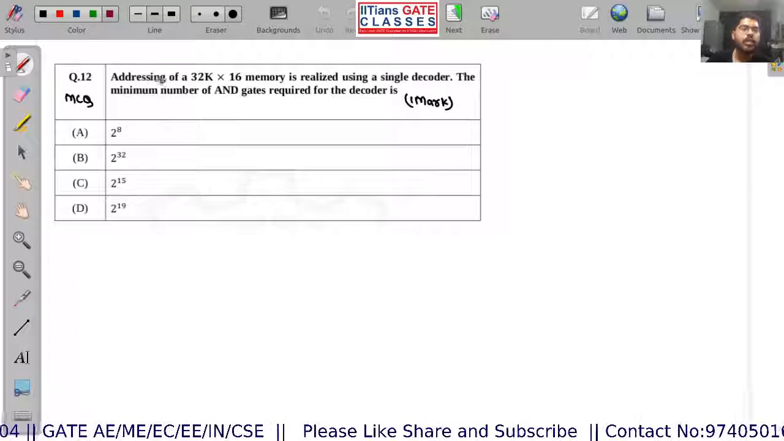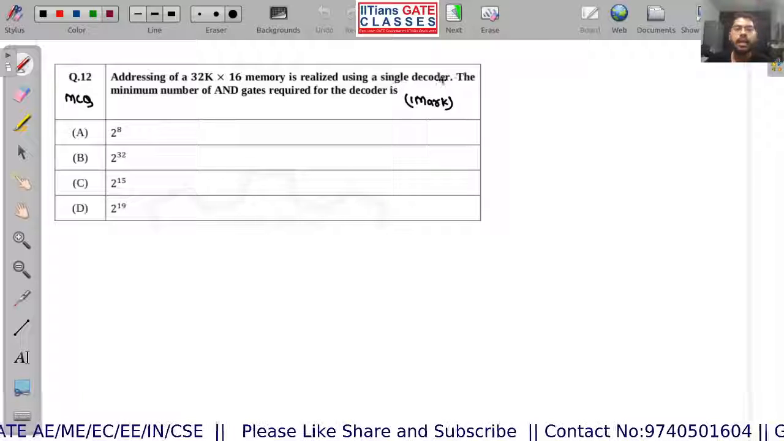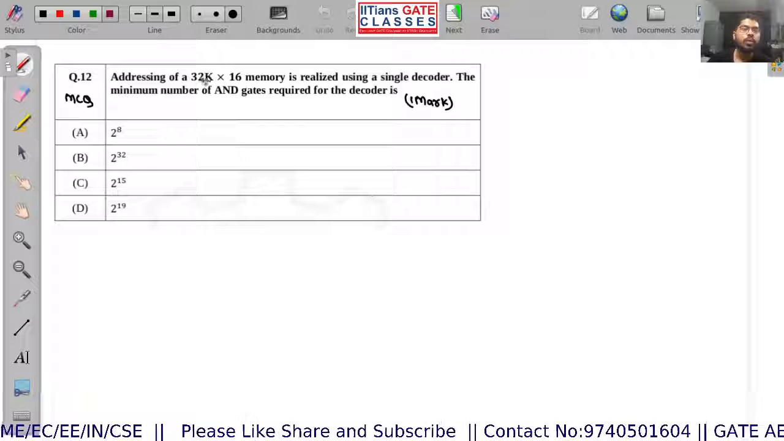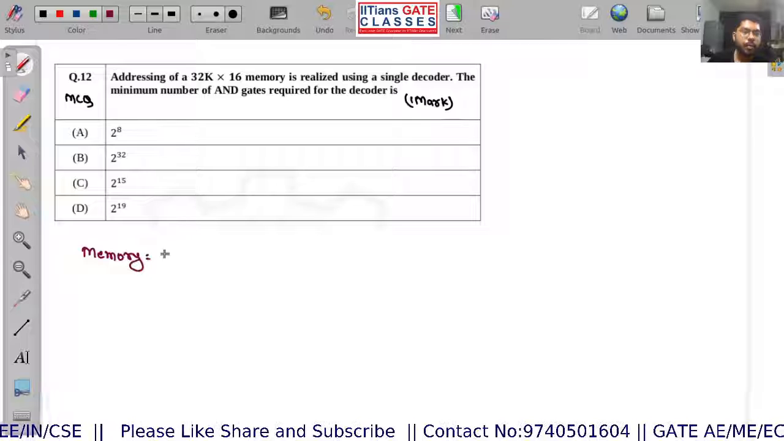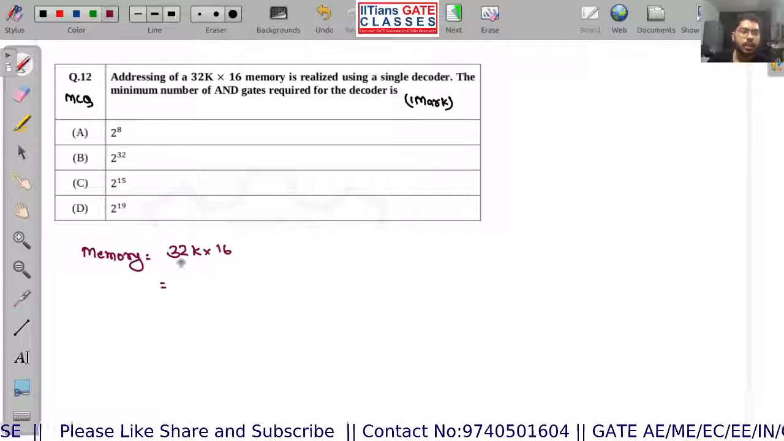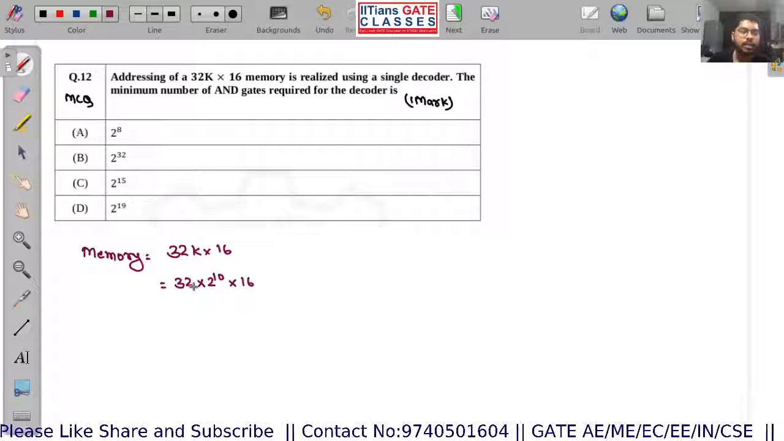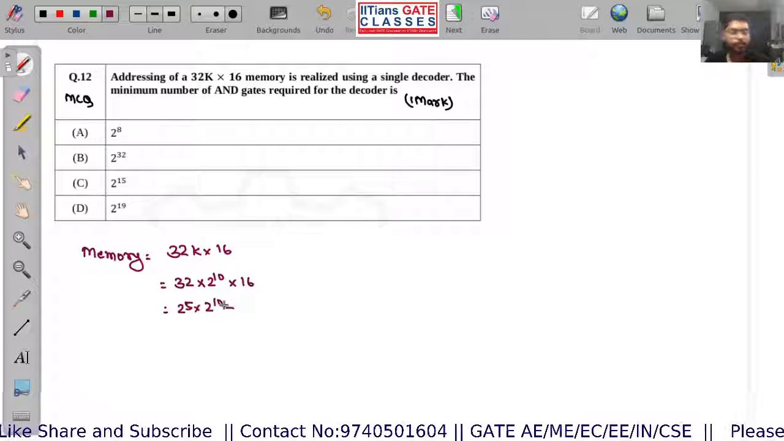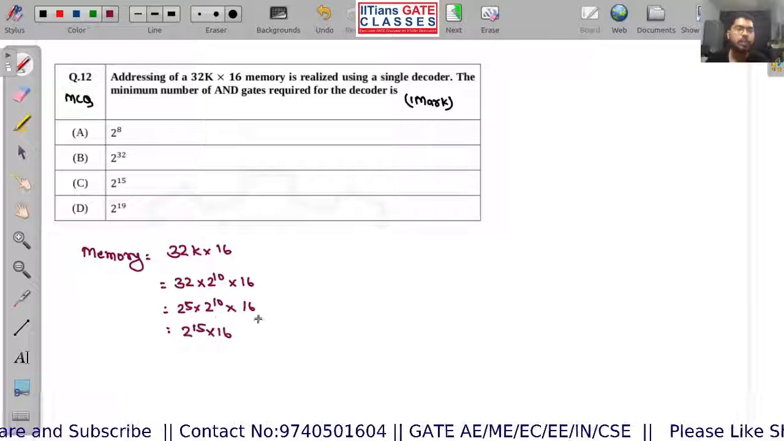So the next question what we have, addressing of 32K into 16 memory is realized using a single decoder. The minimum number of AND gates required for the decoder is. So your memory is how much? Memory is equal to 32K into 16. So basically 32, K means what? 2 to the power 10 into 16. 32 means 2 to the power 5 into 2 to the power 10 into 16. So this is 2 to the power 15 into 16.